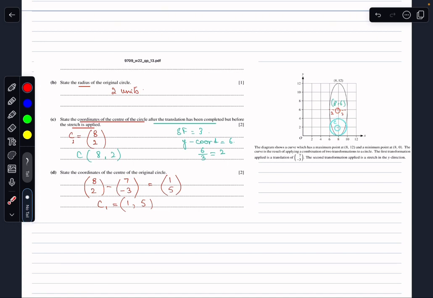This is a 4. 4 times 3 gives me a 12. So it has elongated to a 12. And then obviously 0 would remain 0 because 3 times 0 is 0. So this is how the transformation has been applied to the circle, which was originally at 1 comma 5, translated by 7, minus 3, and then stretched in the y direction by scale factor 3. So this is all about stretch, reflection, and translation.